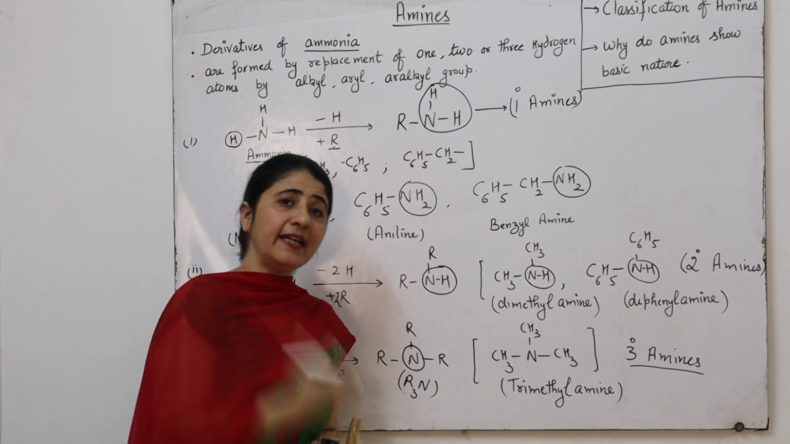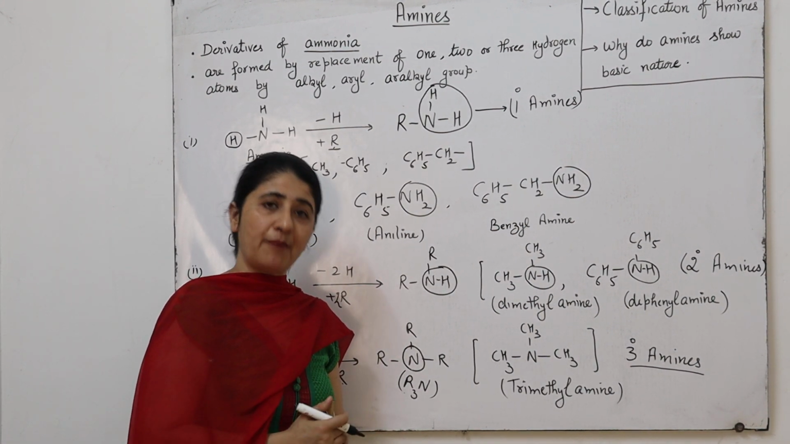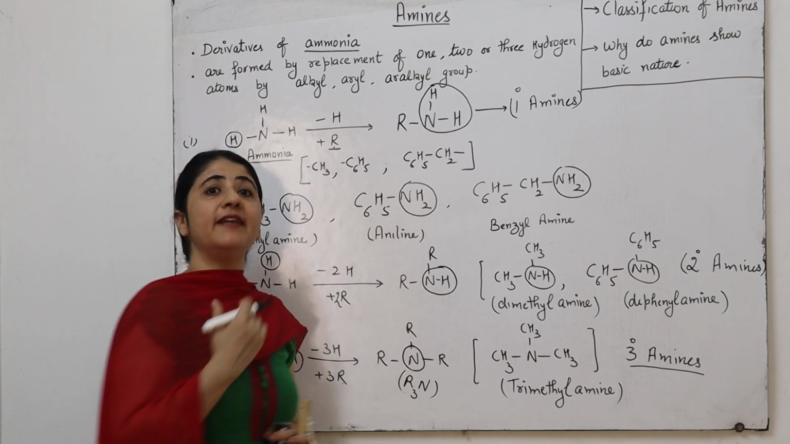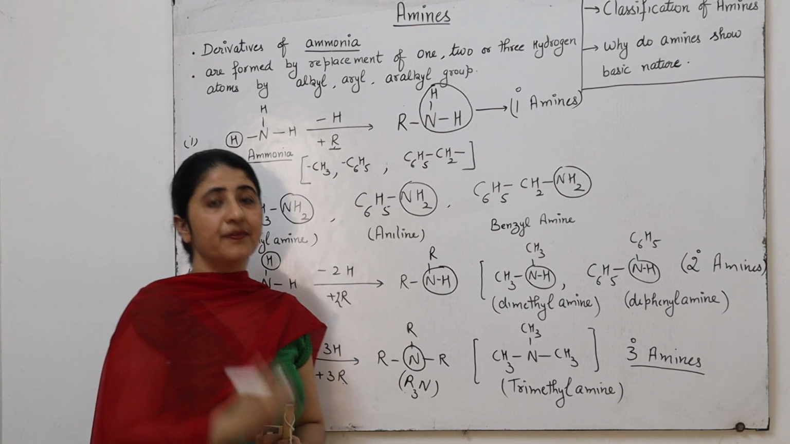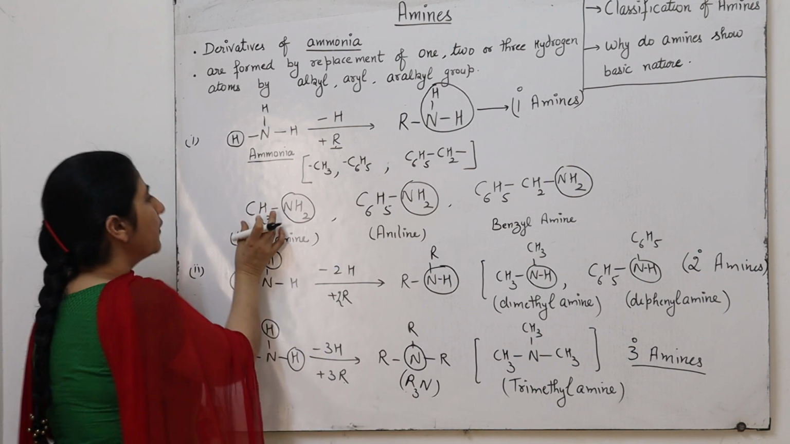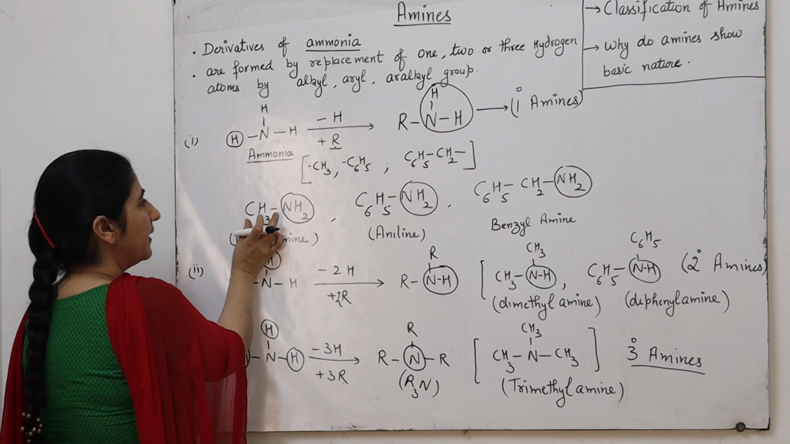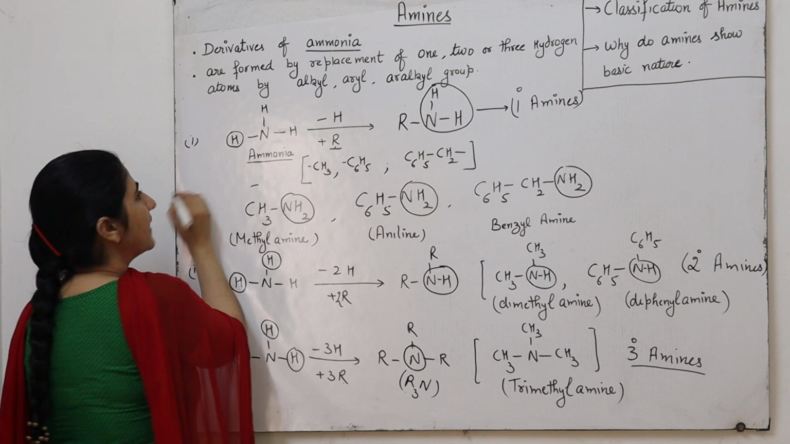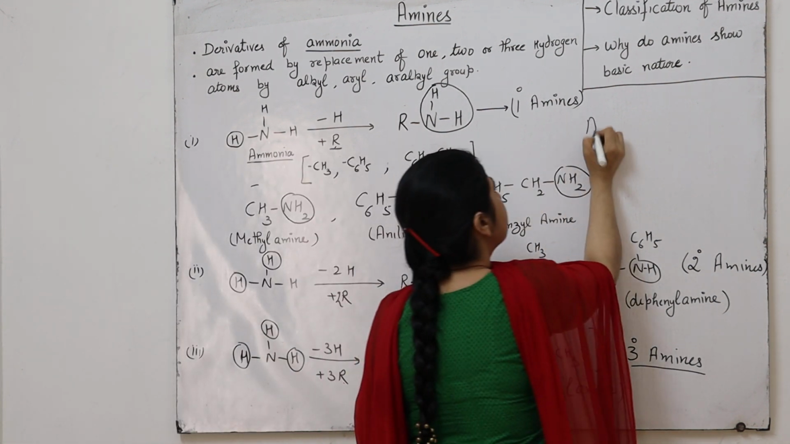Again, we have 2 types of amines depending upon the nature of the substituted group. If the substituted group is alkyl, then the amines are known as aliphatic amines.